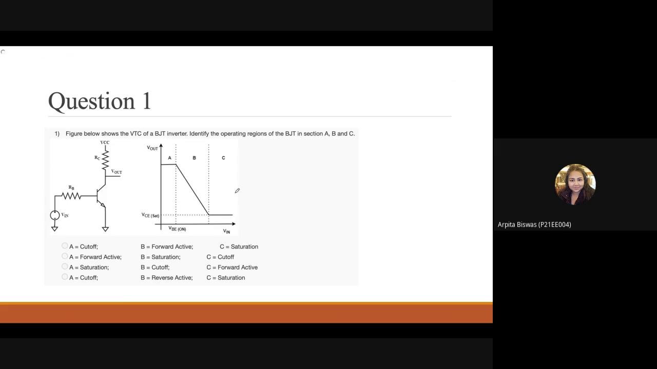This is question number one. The figure below shows the BJT inverter. Identify the operating region of the BJT in sections A, B, C. The first option is section A is cutoff. Option B is forward active, then saturation, and there are some other options also. Go through the picture carefully and then try to solve the question. There is no hurry, take your time, but at least try.